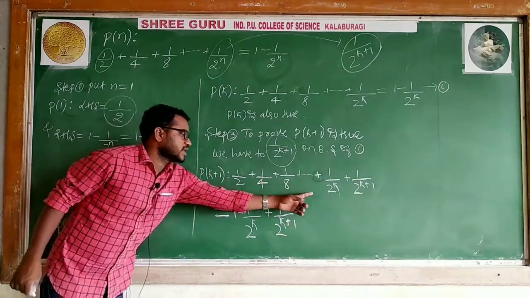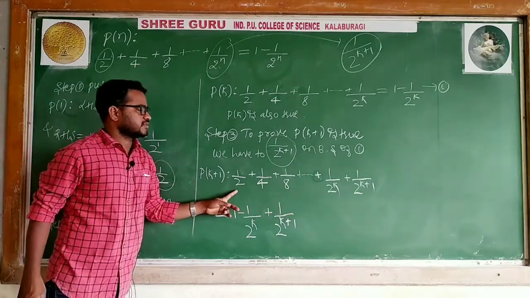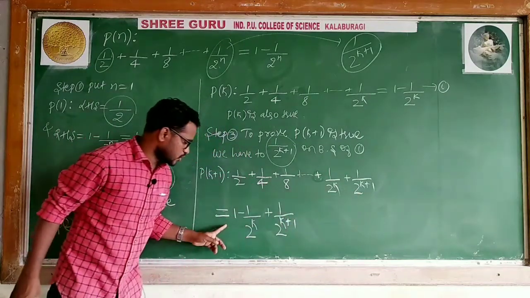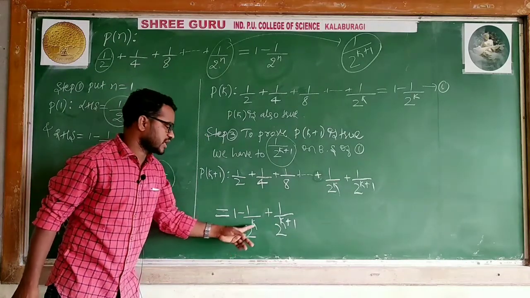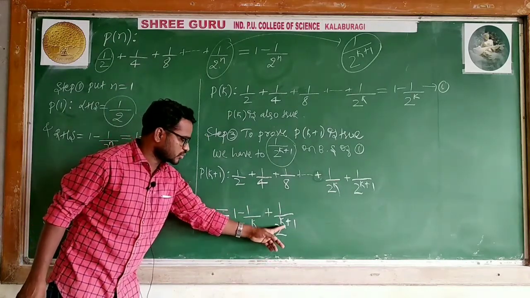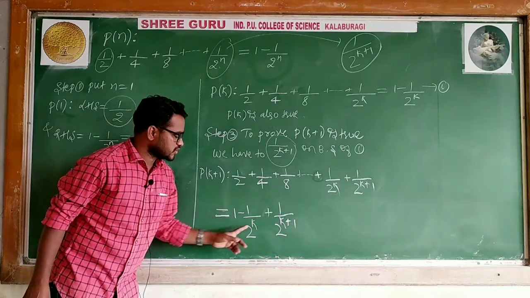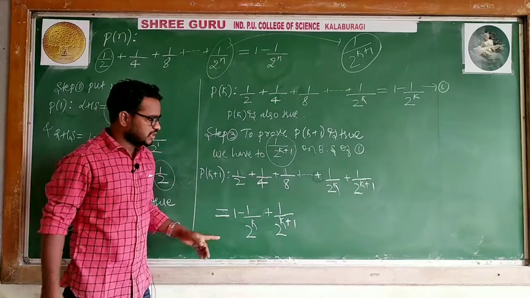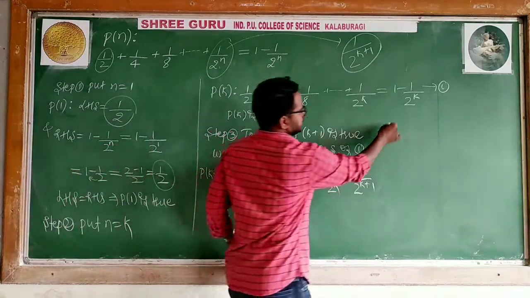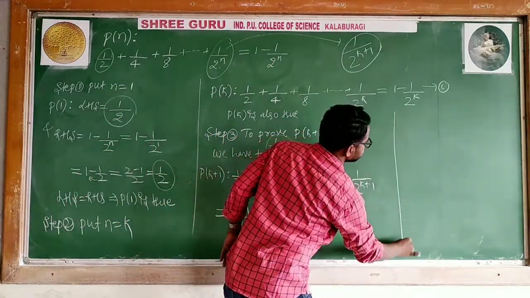This is the LHS, up to this it is k terms. I added the k plus 1 term. The RHS is 1 minus 1 divided by 2 to the power k, which is already there in equation 1. I added plus 1 divided by 2 to the power k plus 1. This is the addition term. So we have to simplify and express it as 1 minus 1 divided by 2 to the power k plus 1. I will continue this here. Yes, now I will continue.